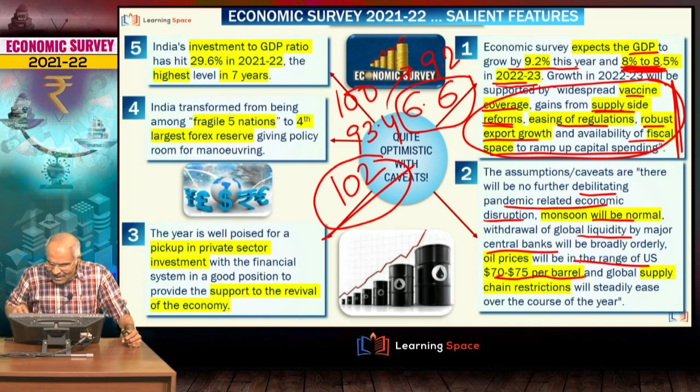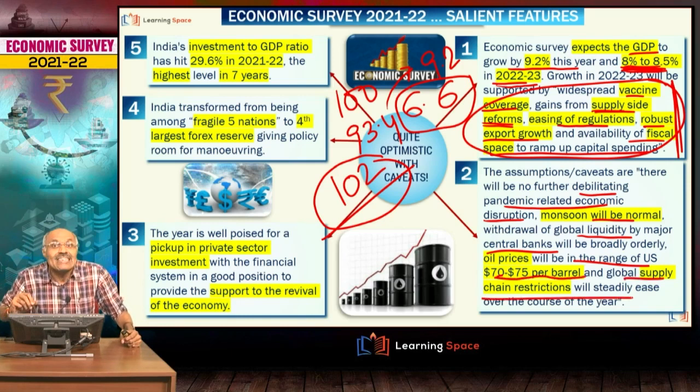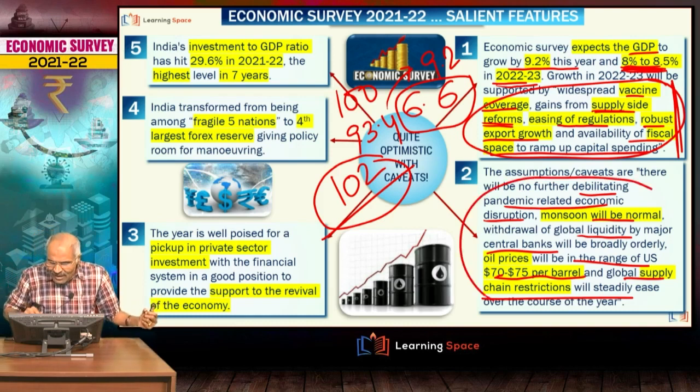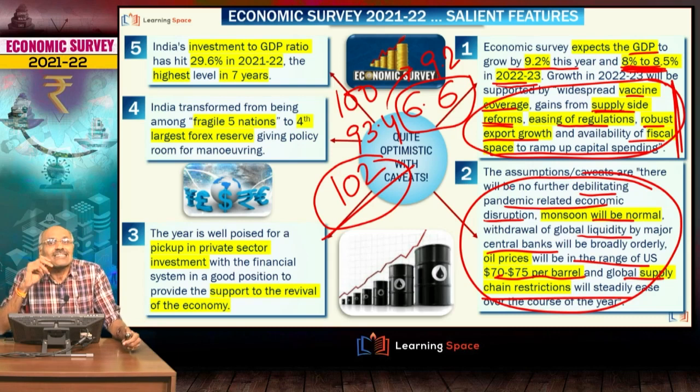Then oil prices, now around $89 per barrel, are expected to come down to 70 to 75 per barrel. And global supply chain restrictions will ease. What does this mean? Global supply chain restrictions means there is a shortage of drivers in some countries. There is a shortage of containers in some countries. There is a shortage of chips, because of which automobile manufacturing is affected. So friends, these 5 things are the caveats.